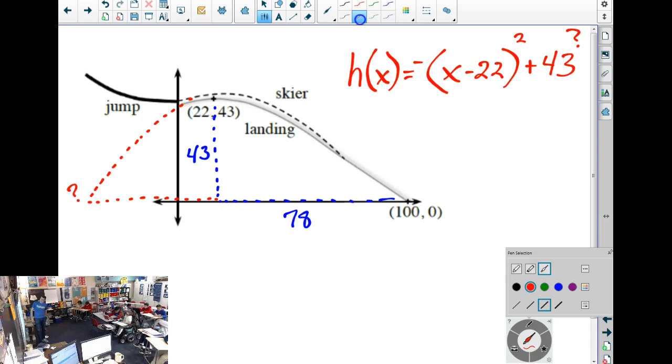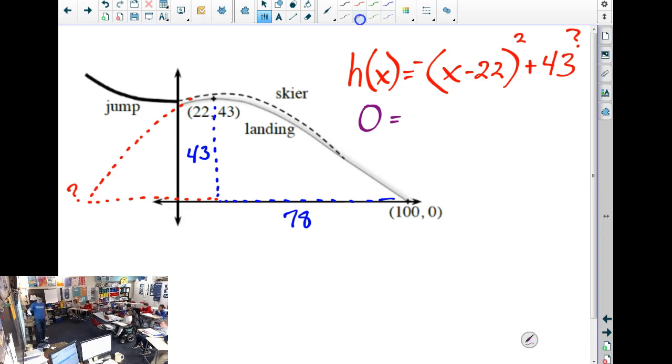What should I do then? I guess check. I know something else I can use. We know we have to do zero equals x minus 100. Our equation has to be negative. Yeah. Right? That's what they told me. I'm just following what they told me.